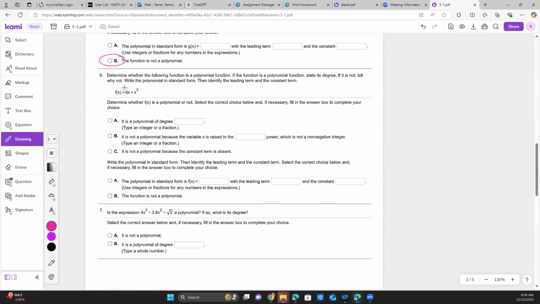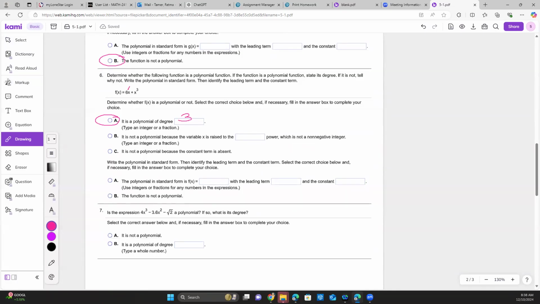Number 6 is the same type of question. Again, we're going to decide if this is a polynomial function or not. And we have this time 6x plus x cubed. So we're going to say this time, yes, it is a polynomial function because the powers are 1 and 3. They're both positive numbers and they are both whole numbers. So there is no fractional exponent. There is no negative exponent. So everything is in good shape. And the degree is the highest exponent we see. So the highest power I see is 3. So the degree will be 3.